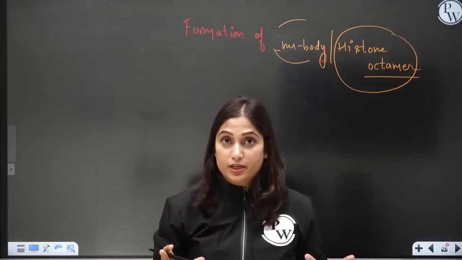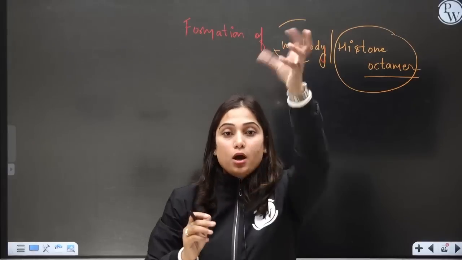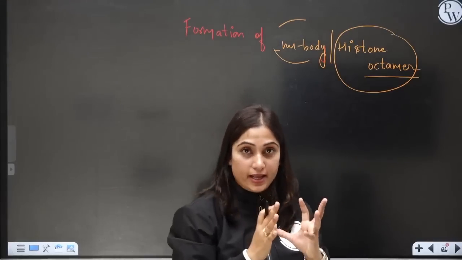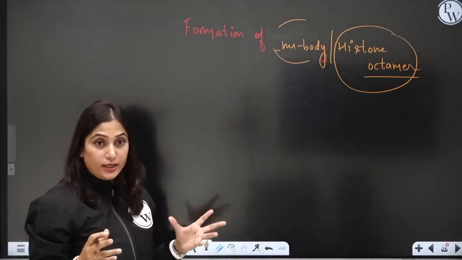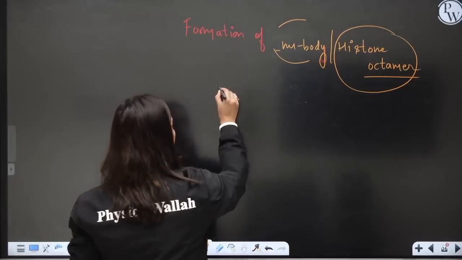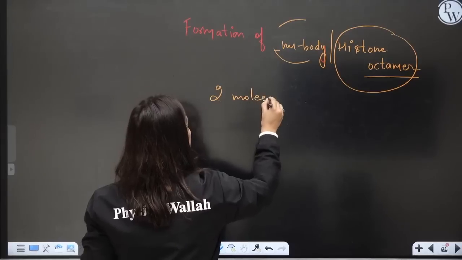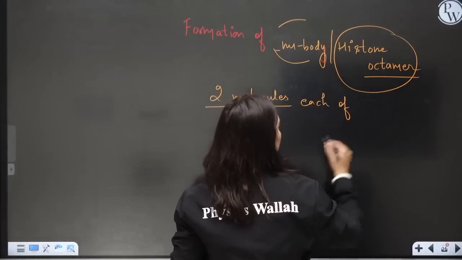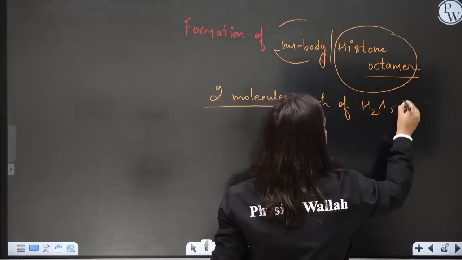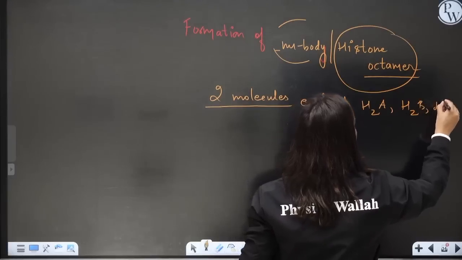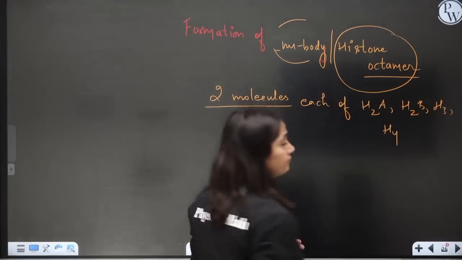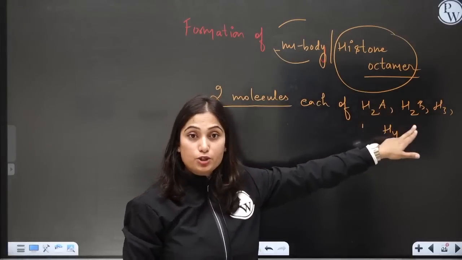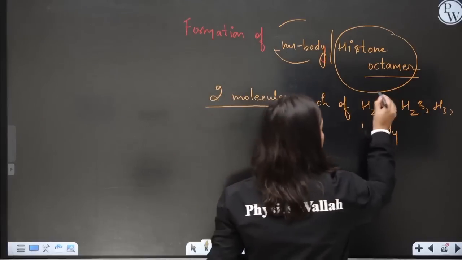or histone octamer is like a ball, and on this ball we have to wrap the DNA and try to condense it. So histone octamer is composed of 2 molecules each of H2A, H2B, H3, and H4. That means how many balls? 8 balls. 2 of H2A, 2 of H2B, 2 of H3, and 2 of H4.